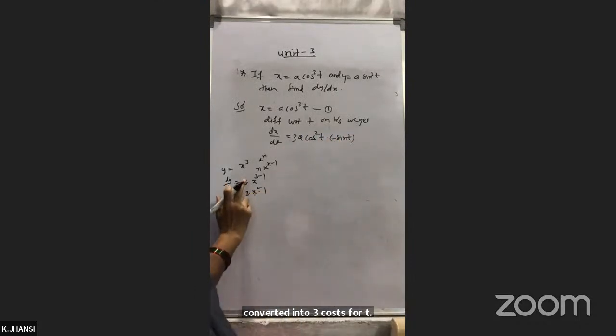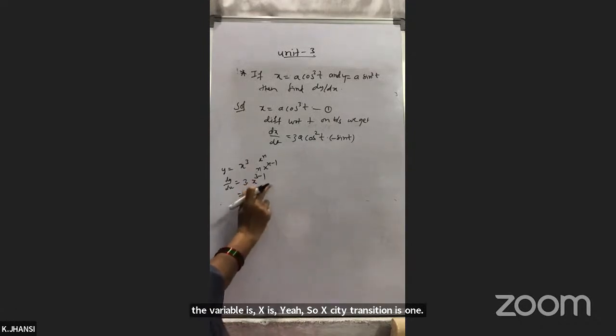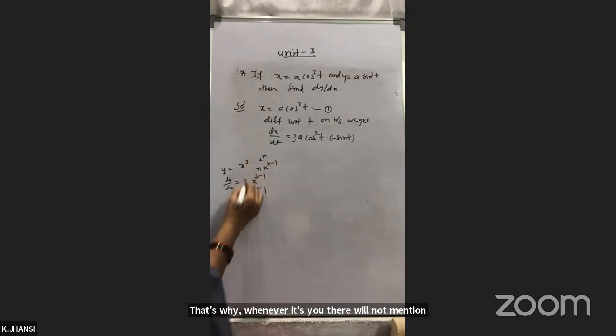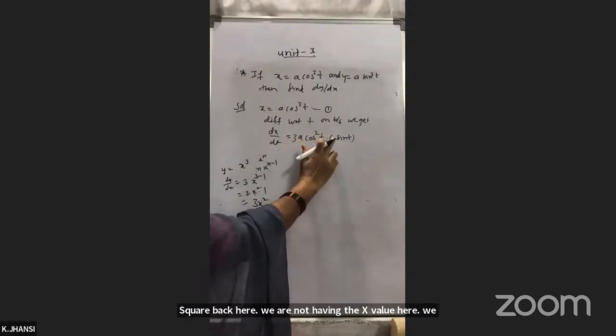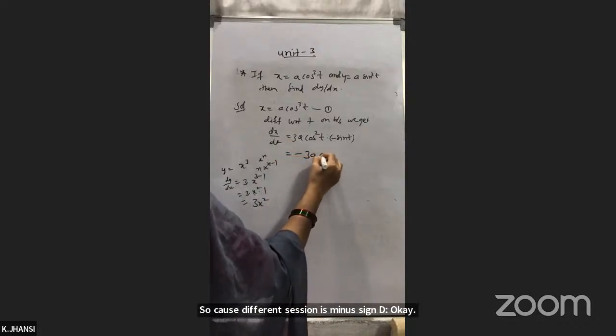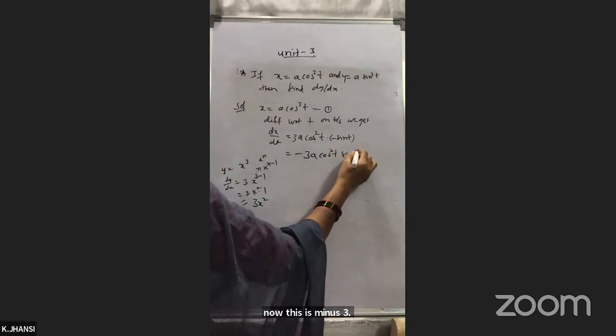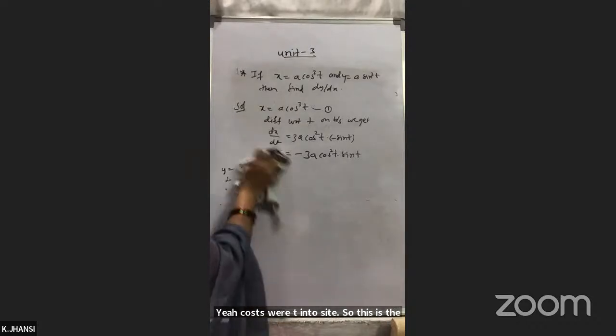Here also, x cube is there, so 3x square. The differentiation of x cube is 3x square, and again the variable x differentiation is 1. That's why wherever x is there, we will not mention the 1, because multiplying by 1 is the same. So x cube differentiation means we write only 3x square. But here we do not have the x value; we have cos. So cos differentiation is minus sin t. Okay. So now this is minus 3a cos square t into sin t. This is the differentiation of x equals a cos cube t.